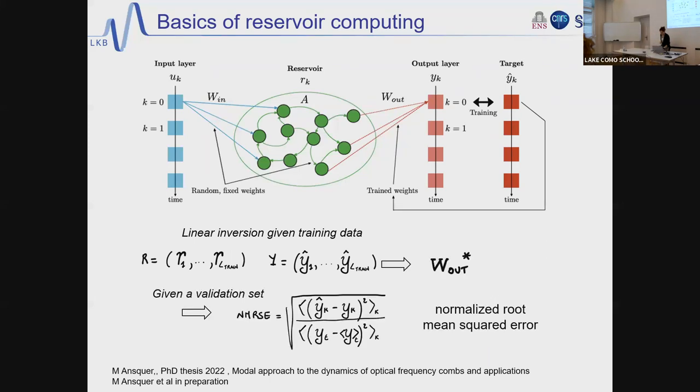So then you have a validation set, and you can test what you have done via a normalized root mean square error that just takes the root mean square and normalizes by the variance of the data that you are using. So this is a very simple recipe that I retain to build the reservoir computing.